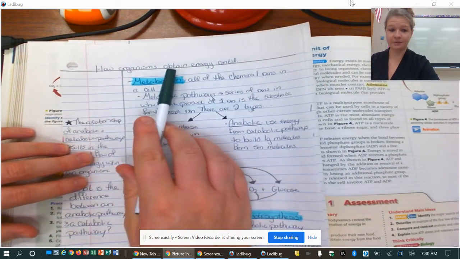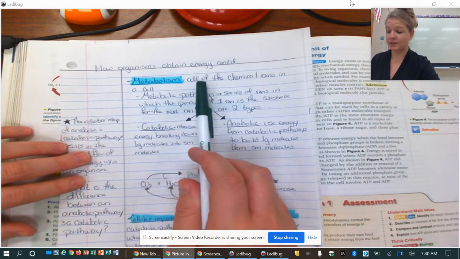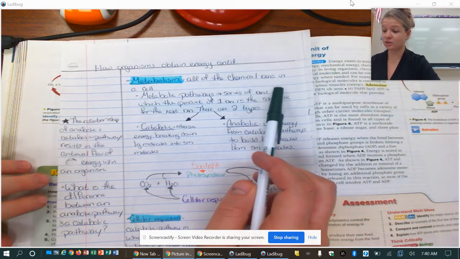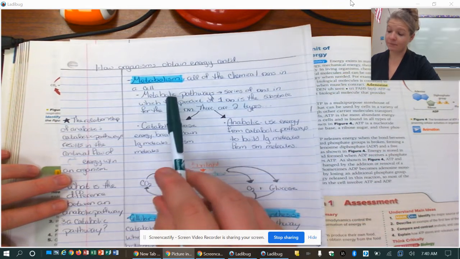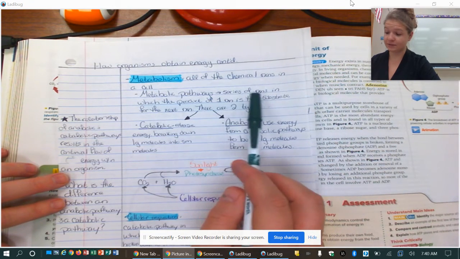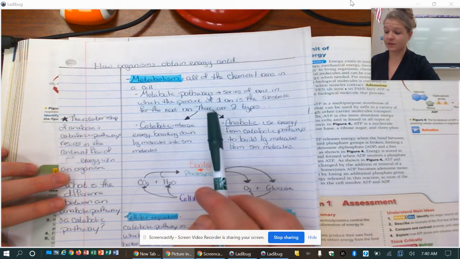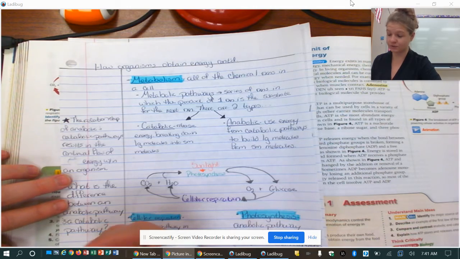So I went up to my next page, set up my page again. I saw vocab word, metabolism. I defined it as all of the chemical reactions that are occurring in a cell. But I just said all the chemical reactions, RXN, remember, make your life easy, in a cell. Metabolic pathways are known as a series of reactions in which the product of one reaction is the substrate for the next reaction. There are two types. Then I just split it that way because remember, diagrams are your friends in your notes.